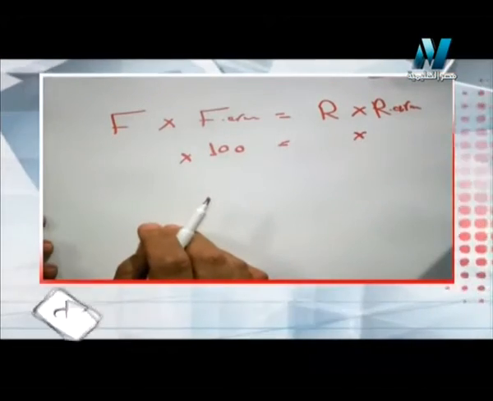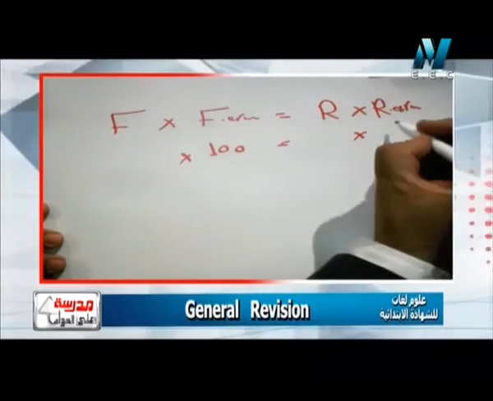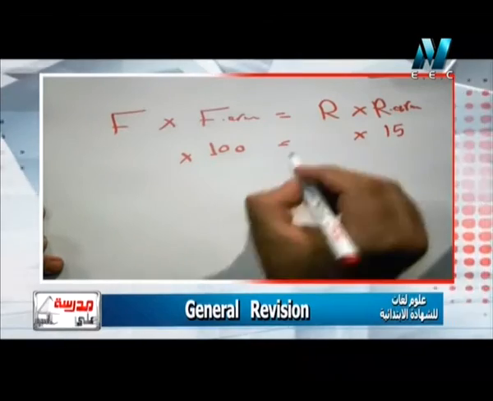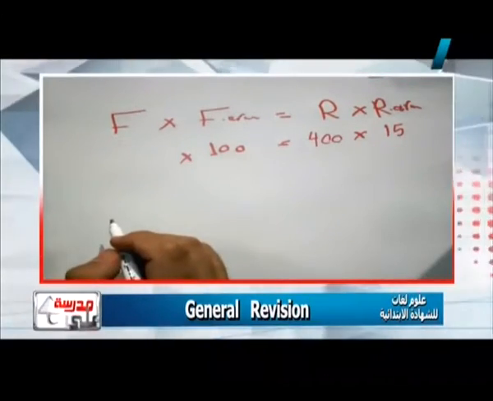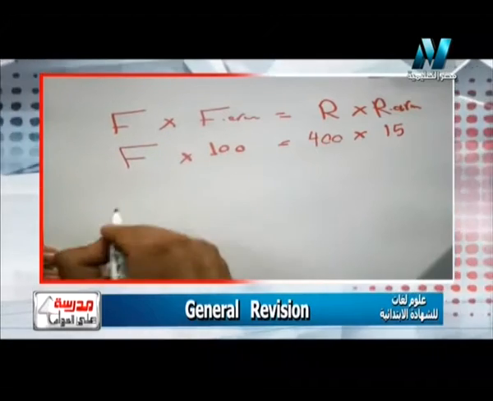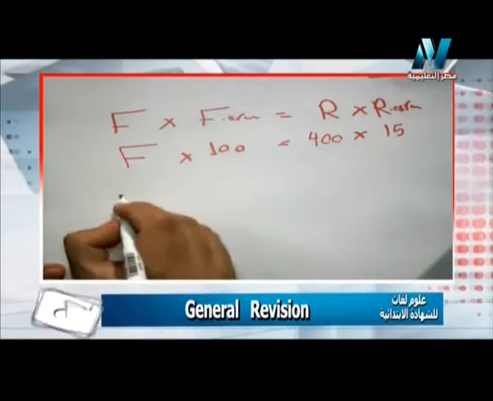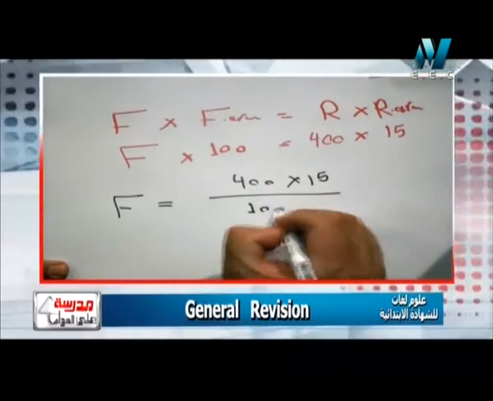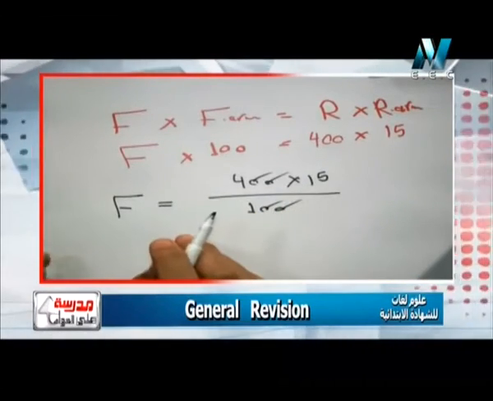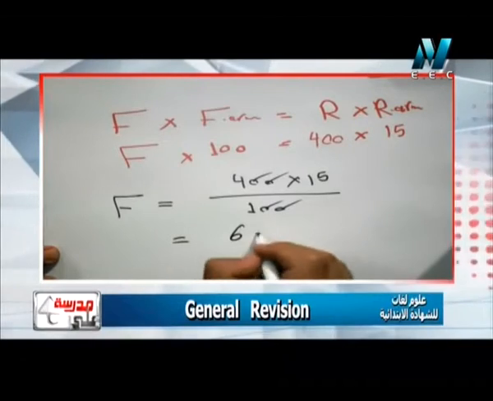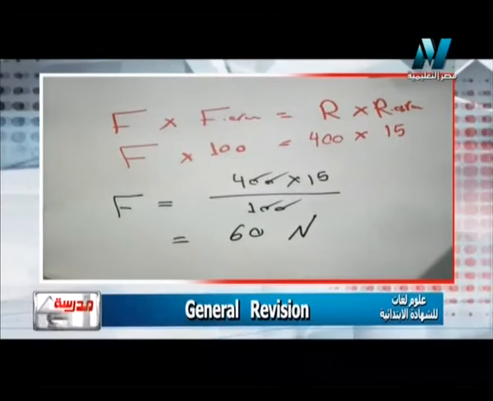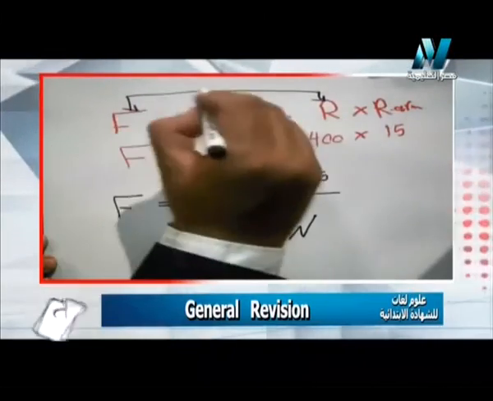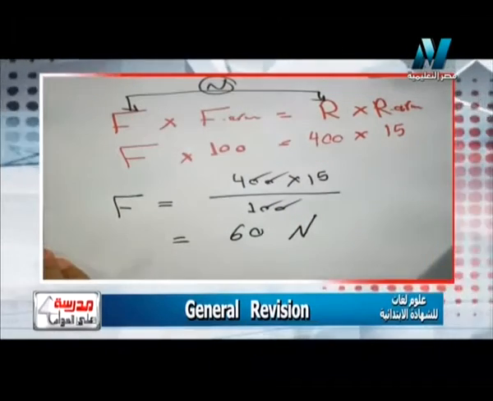The length of the resistance arm is 15 centimeters. Is the value of the resistance equal 400 newton? So here he will demand me to find the force. The force will be 400 by 15 divide 100. So omit two zeros with the two zeros, it will be 4 by 15 equal 60 newton. Again, because all of us know that force and resistance are measured in newton, not centimeter.